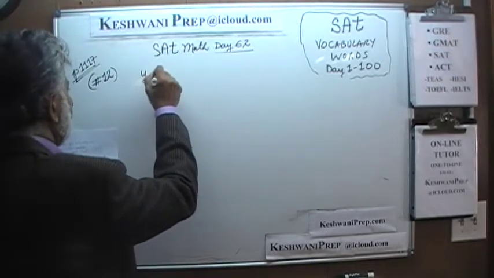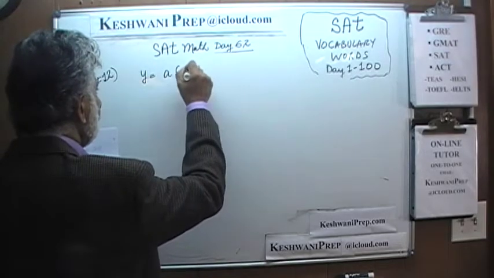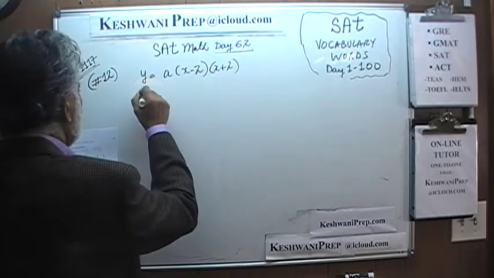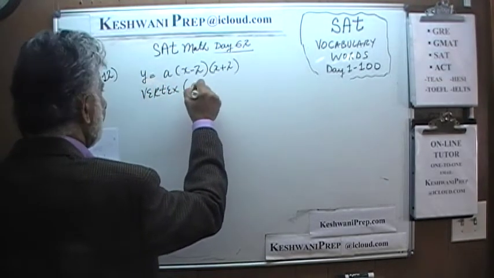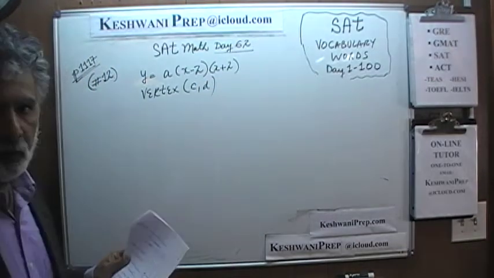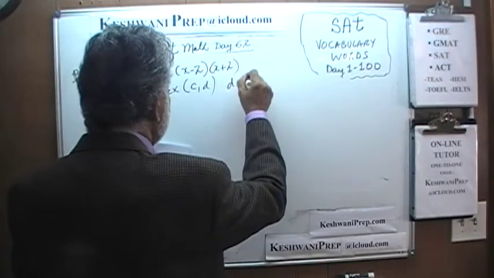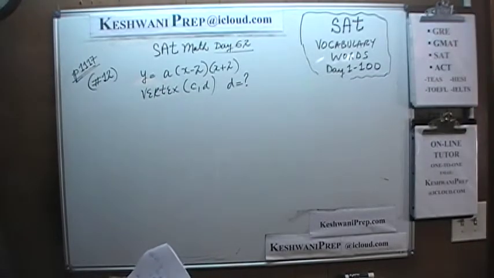We are told that we have a parabola here, y equals a times (x minus 2)(x plus 2). We are told that its vertex sits at a point with the coordinate (c, d). The question simply is, how much is d? Let's find out, shall we?